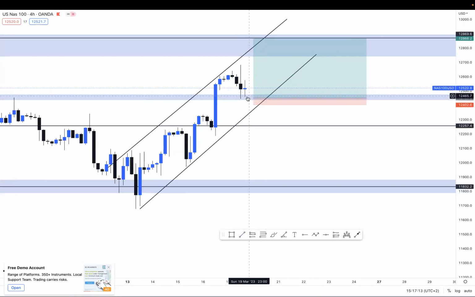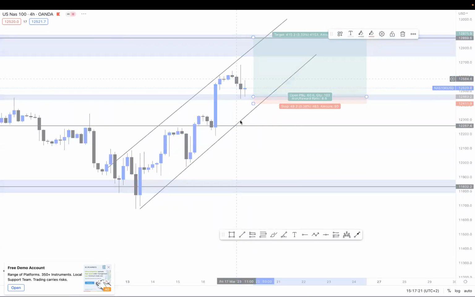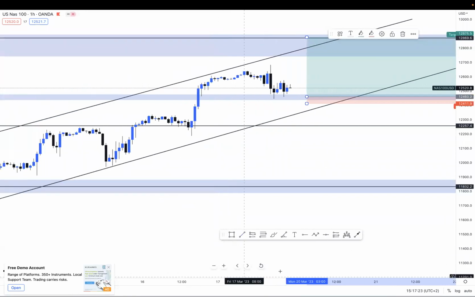And it's an H4 time frame. So if the market comes back here, enter your buys, aiming for a take profit there, the top side. So let's quickly go to the 60 minutes time frame and see what it has for us.